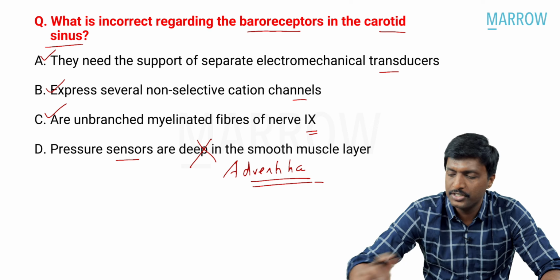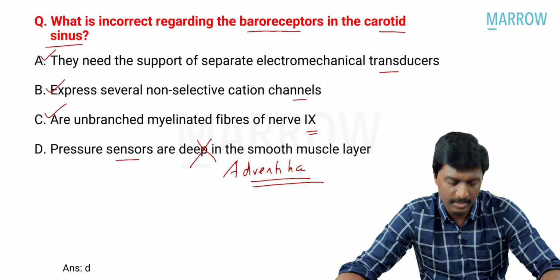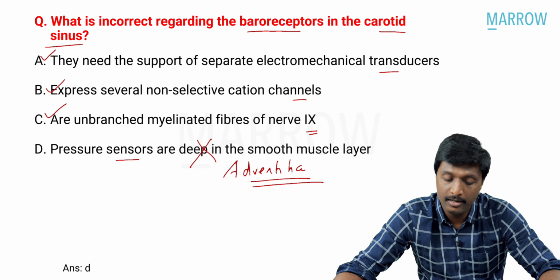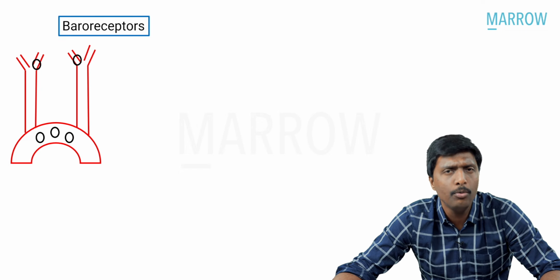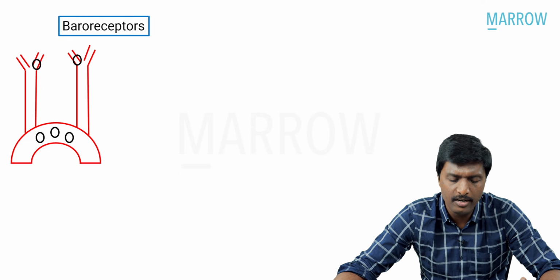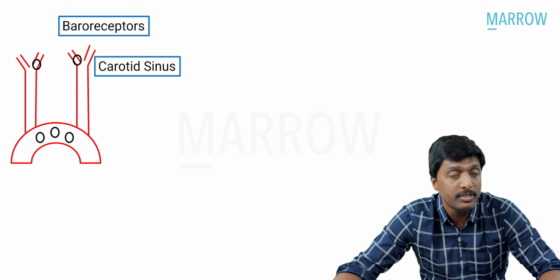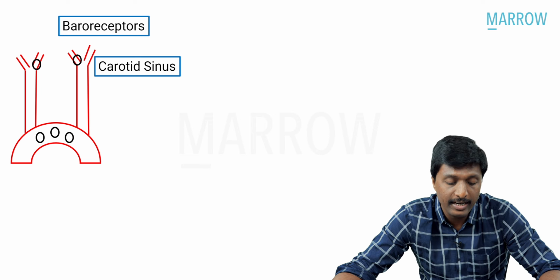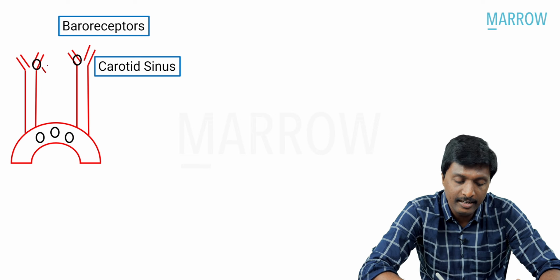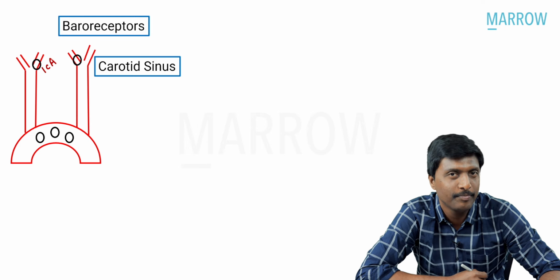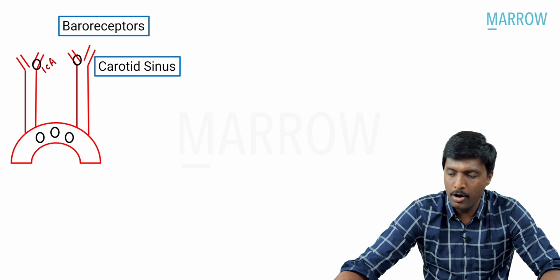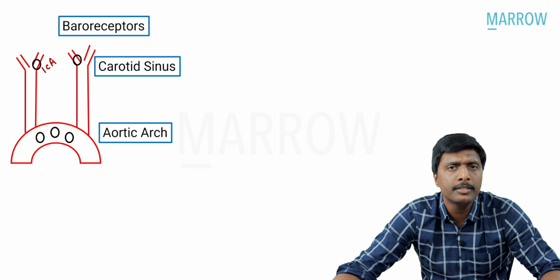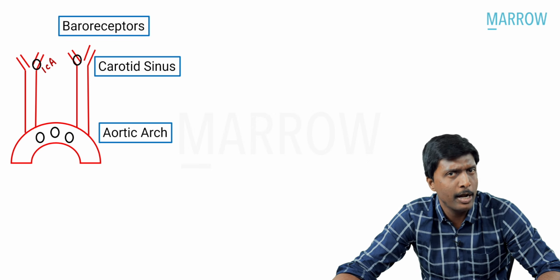So what is the discussion, guys? Very simple. The answer for the question is D. What are these baroreceptors? Where are they found? The first one is obviously called carotid sinus. You see them as a small dilation where? In the internal carotid artery. Yes, internal carotid artery, carotid sinus. And in the arch, aortic arch. These two are the baroreceptors.